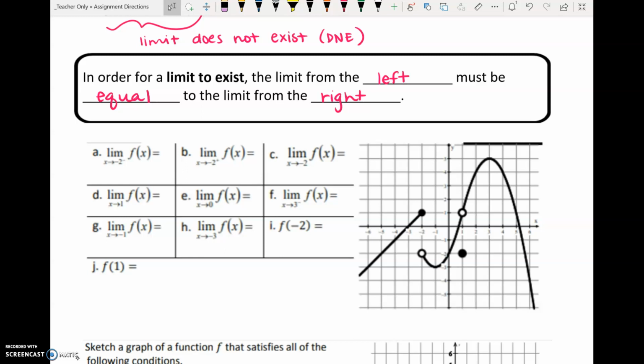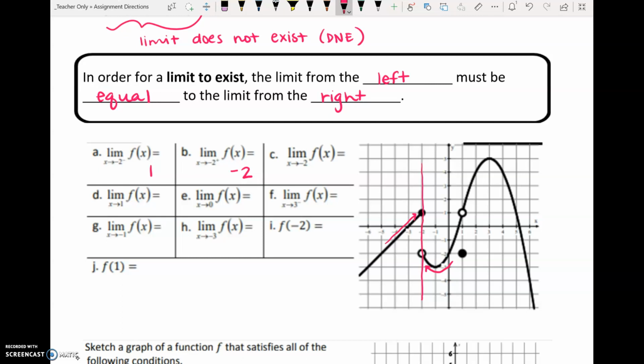In letter A, the limit as x approaches -2 from the left means we're looking at the x value of -2, and we're looking as the function approaches from the left-hand side, that y value is 1. Versus in B, the limit as x approaches -2 from the right means we're coming from the right-hand side, and that y value is -2.